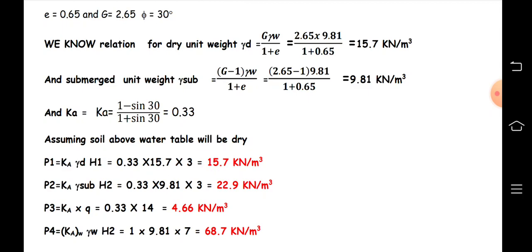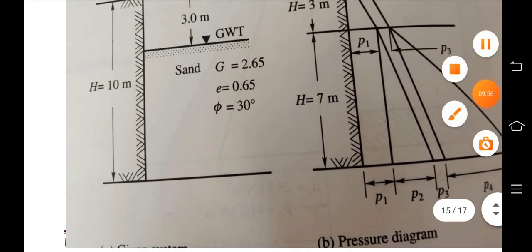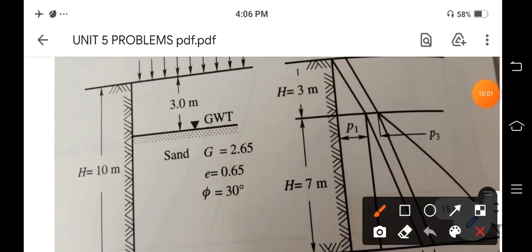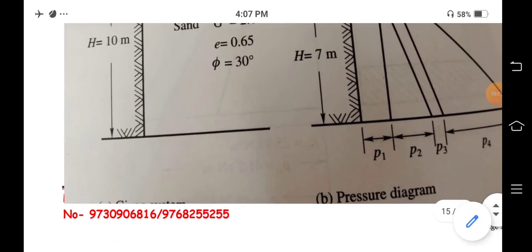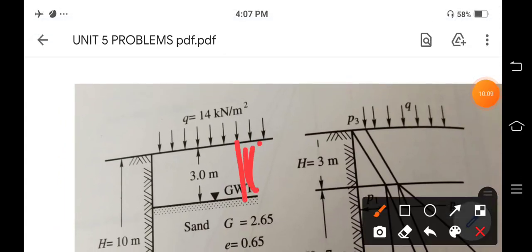Here we are assuming that the soil above the water table, this is our water table, GWT means groundwater table, the soil above the groundwater table is assumed to be dry. So that means this portion is assumed to be dry. This is the dry portion. We have to assume it as a dry portion.